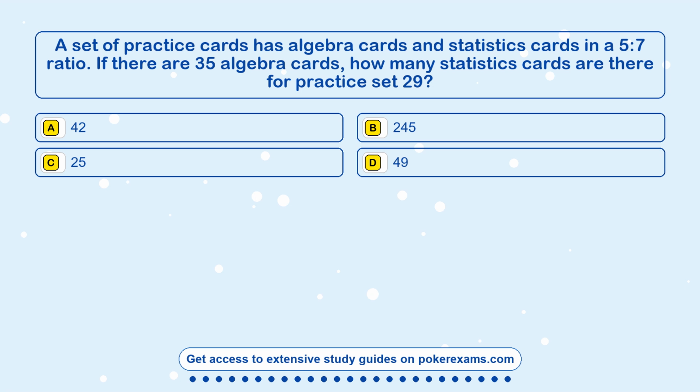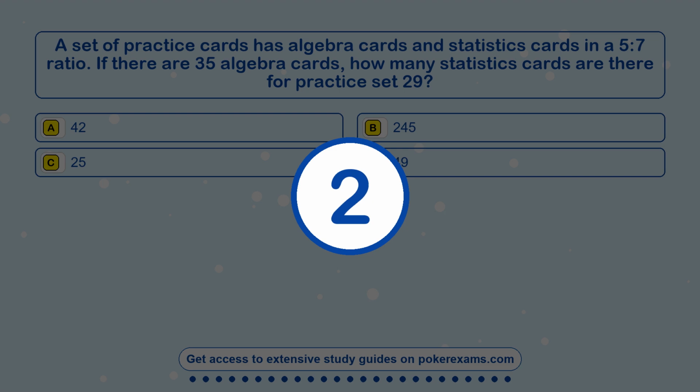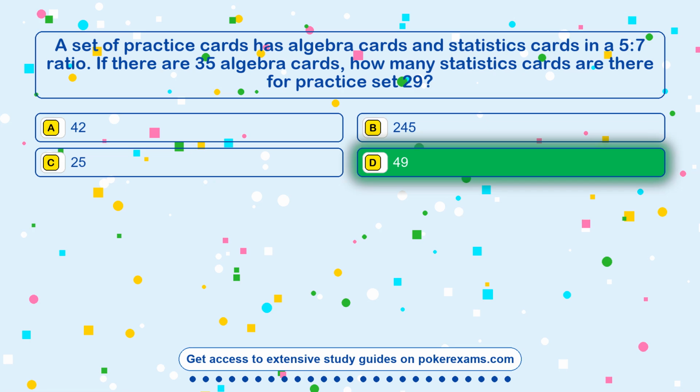Question 4. A set of practice cards has algebra cards and statistics cards in a 5:7 ratio. If there are 35 algebra cards, how many statistics cards are there for practice set 29? Option A: 42. Option B: 245. Option C: 25. Option D: 49. The correct answer is option D, 49.